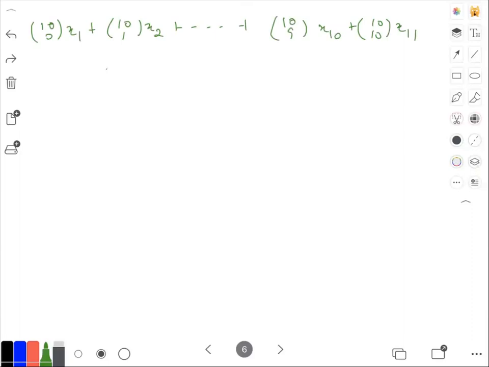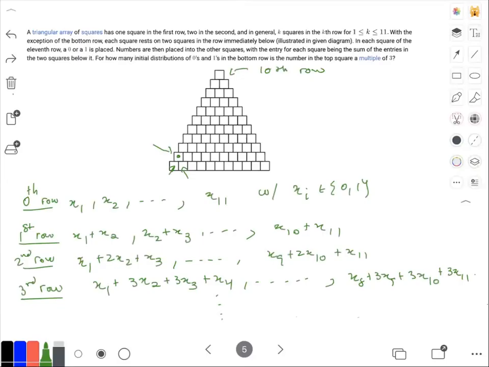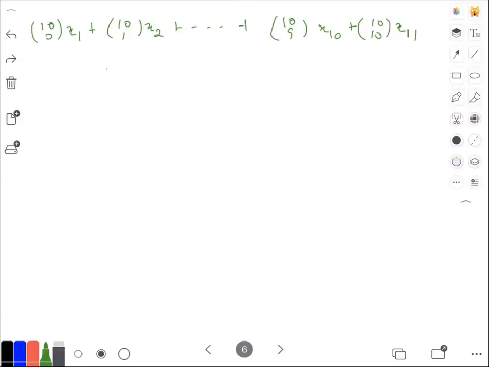Now we know this is the element on the very top row. We're asked for how many initial xi's the top square is a multiple of 3. So our goal should be to reduce this modulo 3. 10 choose 0 is 1. 10 choose 1 is 10, which mod 3 is congruent to 2, so 2x2. Then 10 choose 2 is 10 times 9 divided by 2, which is 45. That goes away. 10 choose 3 is 10 times 9 times 8 divided by 3 times 2. We see a 3 here, so that goes away.